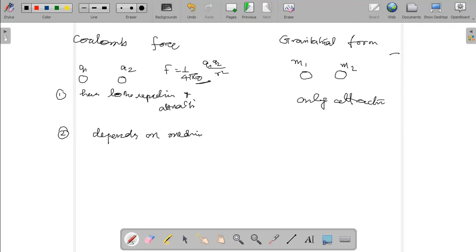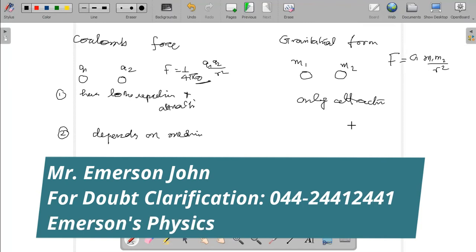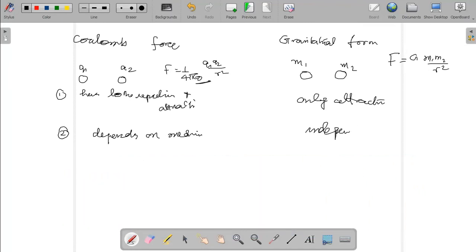Whereas gravitational force is G into M1, M2 divided by R squared. It is independent of medium. So gravitational force does not depend on the medium.